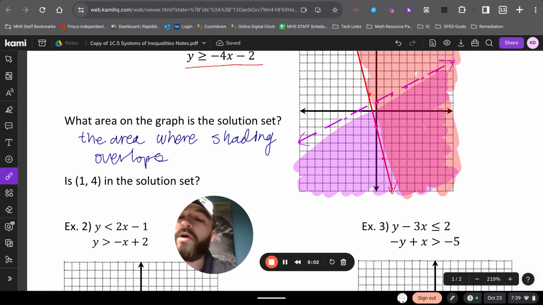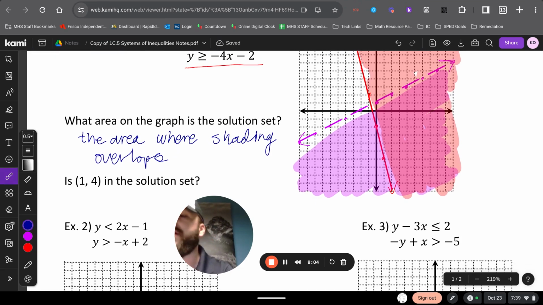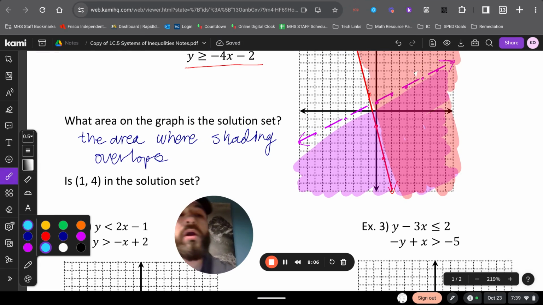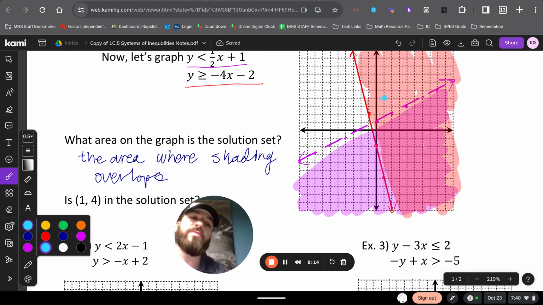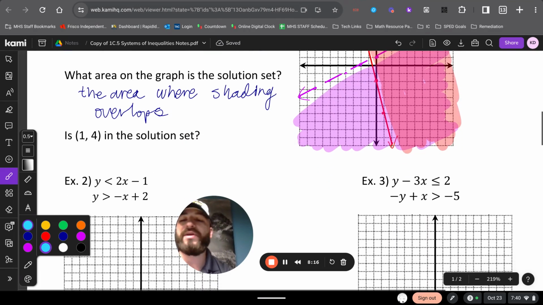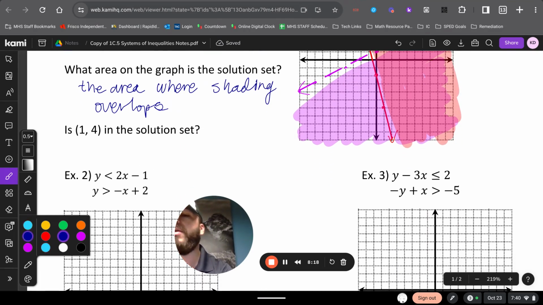And as a follow-up question, is (1, 4) in the solution set? So looking for (1, 4), 1, 1, 2, 3, 4 is up here. So (1, 4) falls in one of the shaded regions, but not in the overlapping shaded region. So it would not be a part of that solution set.